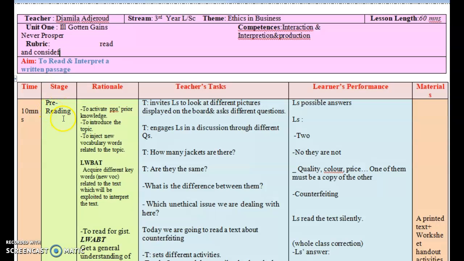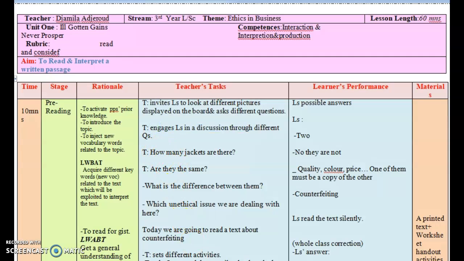In the pre-reading stage, the rationale is to activate pupils' prior knowledge and to introduce the topic, to inject new vocabulary words related to the topic. Here, learners will be able to acquire different keywords, new vocabulary related to the text, which will be exploited to interpret the text. Here, the teacher's tasks. The teacher invites learners to look at different pictures displayed on the board and asks different questions. Here, the teacher also asks learners questions. Engages learners in a conversation through different questions.